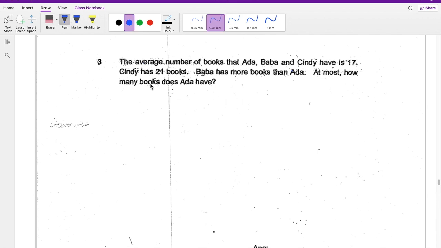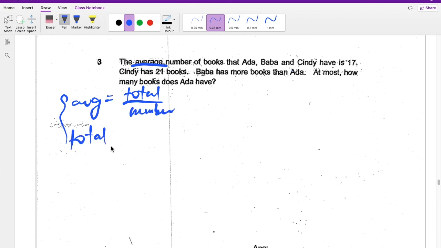Okay, question 3. The average number of books that Ada, Baba, and Cindy have is 17. Well, we see that it's an average problem, right? Cindy has 21 books. Baba has more books than Ada. Then at most, how many books does Ada have? Well, for the average, we know that average equals total divided by number, right? And total equals average times number.